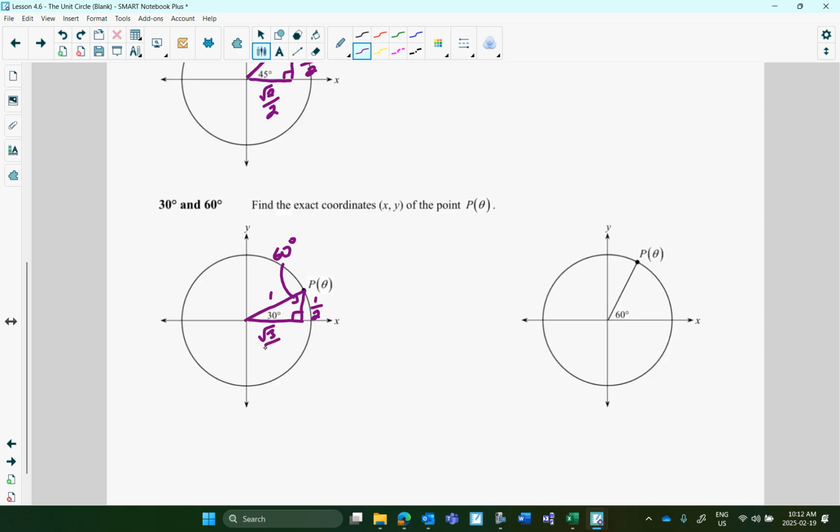Just remember, 1/2 is smaller than root 3 over 2. 1 is smaller than root 3. Root 3 is 1 point something. This is just 1. So the smaller side in a 30, 60, 90, or the smaller leg, will always be the 1/2. Therefore, this point must be the x value root 3 over 2, comma, the y value 1/2.